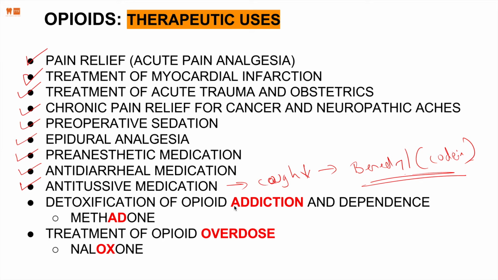Detoxification of opioids. Now, before I read this statement, I want you to know these are therapeutic effects. Sometimes we need to use opioids to kill the effects of opioids. So here it is. Detoxification of opioids during addiction and dependence, we use methadone. And in the treatment of opioid overdose, we use naloxone.